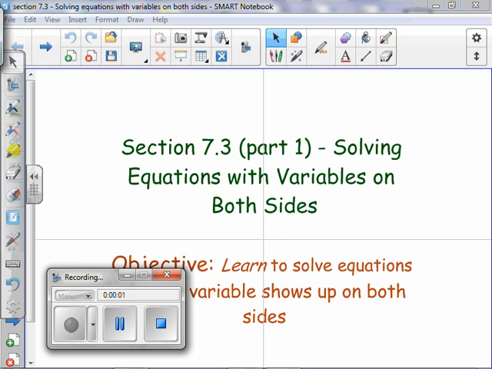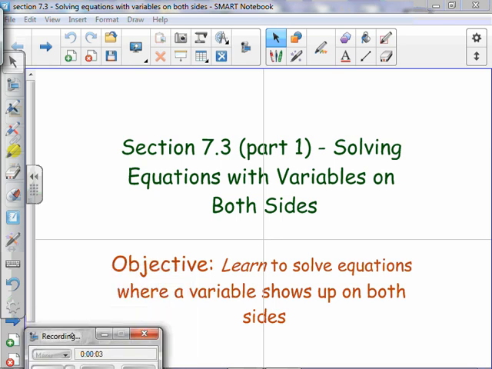Okay, hi everybody. Today we are going to be doing section 7.3, the first half of it. And what this one is about is solving equations where variables show up on both sides. Up to this point, we've had variables that only show up on either the left side or the right side of an equal sign. Now we are going to be looking at equations where the variables show up on both sides. You will see what we are talking about in just a couple of minutes.